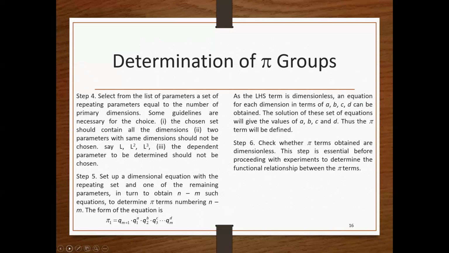So as the left-hand side is dimensionless, an equation for each dimension in terms of a, b, c, d can be obtained. The solution of this set of equations will give the values of a, b, c, and d. Thus, the pi term will be defined. So that's pi 1, the first one. Step 6, check whether the pi terms obtained are dimensionless. This step is essential before proceeding with the experiment to determine the functional relationship between the pi terms.